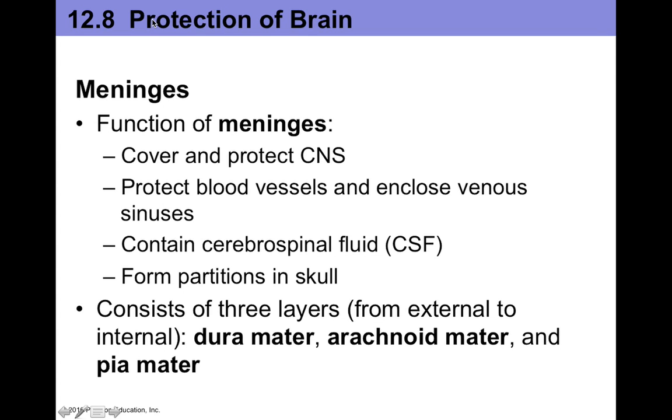Alright, so in this video we're going to talk about protection of the brain. If you could feel the consistency of brain tissue, it would feel like a ripe avocado. That's how soft your brain tissue is. So there are three major factors that protect your brain.